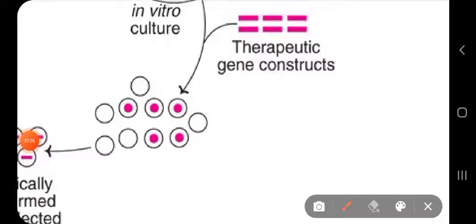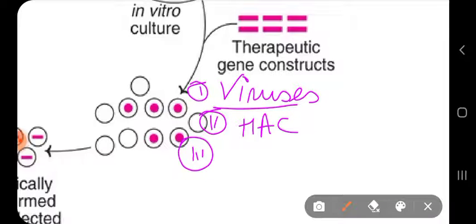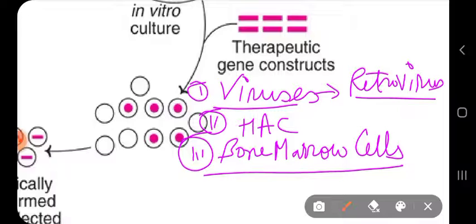Then we use the indirect approach, like we use viruses nowadays. Or we may go for the human artificial chromosome, in short HAC. Bone marrow cells are nowadays being used for this type of therapy, where most blood related disorders can be rectified using bone marrow cells. Especially the virus used is a retrovirus, the RNA containing virus, which has RNA as its genetic material.